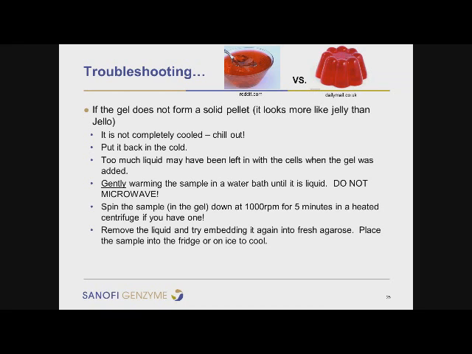Once they're warmed, you can spin the sample down in the gel at about 1,000 RPM for 5 minutes. And if you have a heated centrifuge, that's the best way to do it. Remove the liquid and try embedding it again in fresh agarose and put the sample into the fridge or on ice to cool.